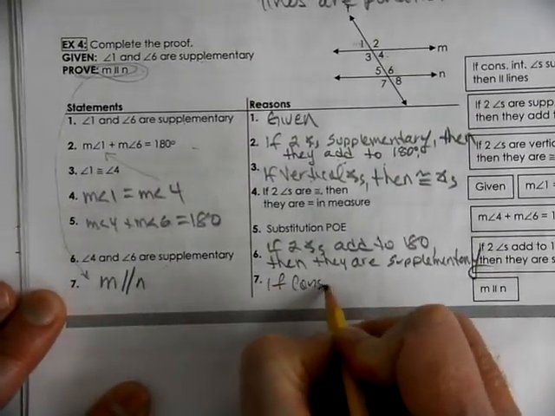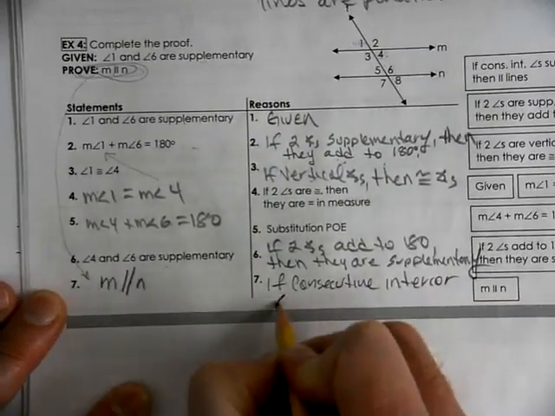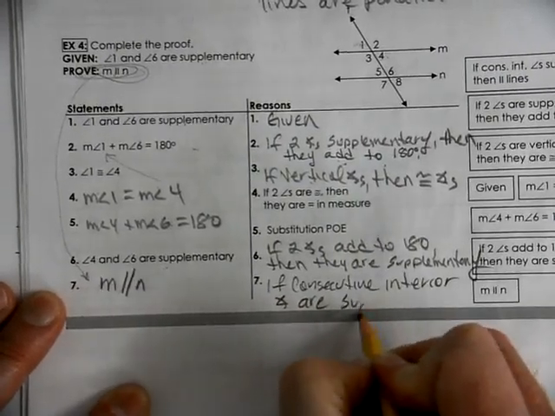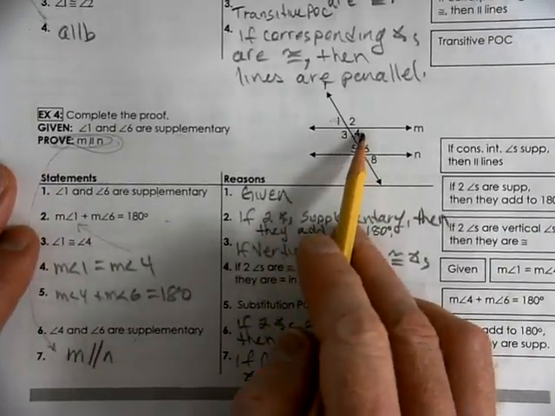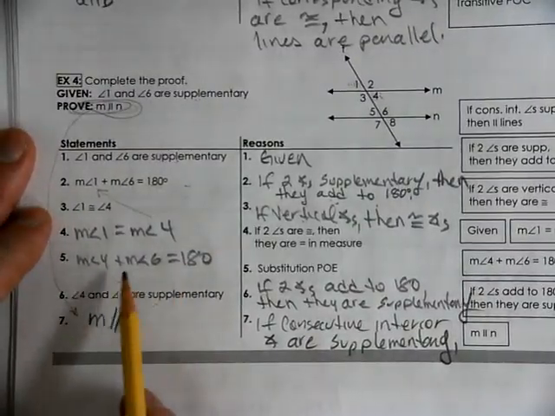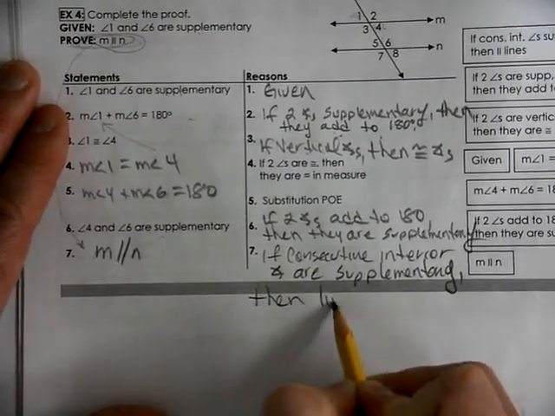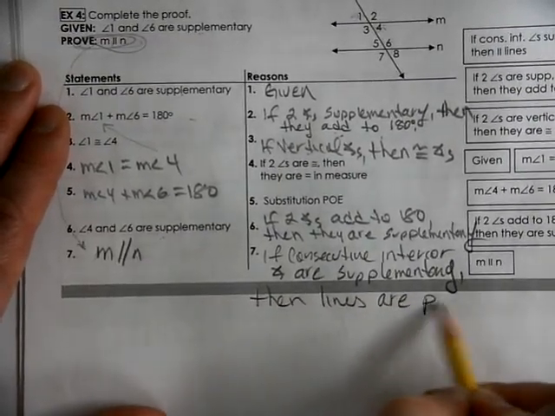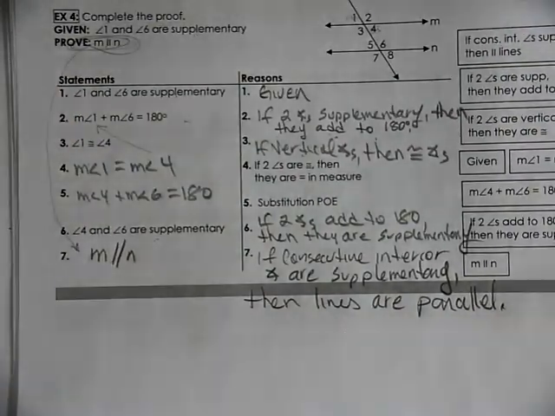If consecutive interior angles are supplementary, okay, that's what we have here. We finally got that 4 and 6 are consecutive interior. 4 and 6 were supplementary. That's what we have. If comes earlier, then lines are parallel. You can do this.